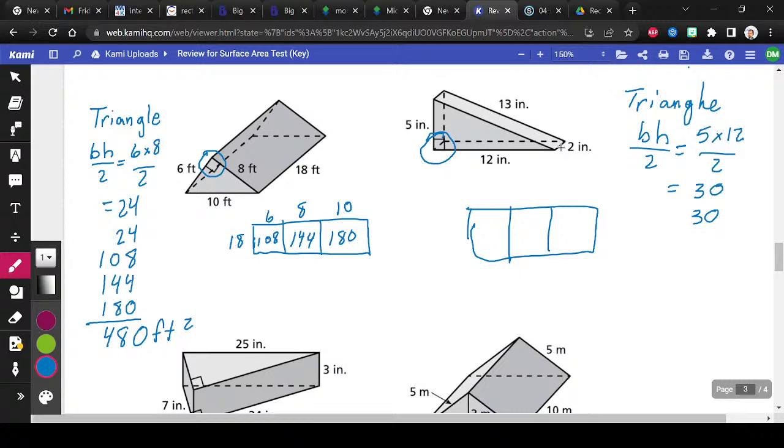Then we have our rectangle. This is 2 inches from the front triangle to the back triangle. So 2 inches there. And then the three sides of the triangle are 5, 12, and 13. Remember, 13 goes the same direction as this line out in front, and so that makes it a side of the triangle. So 2 times 5 is 10, 2 times 12 is 24, 2 times 13 is 26. So we're going to add a 10, a 24, and a 26. So 30 plus 30 plus 10 plus 24 plus 26 gives us 120. And that's inches squared.